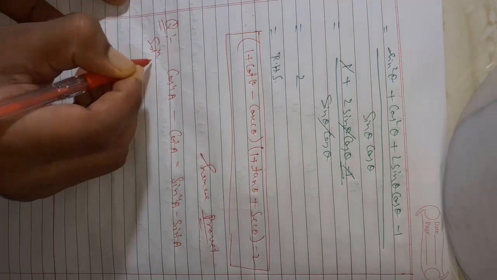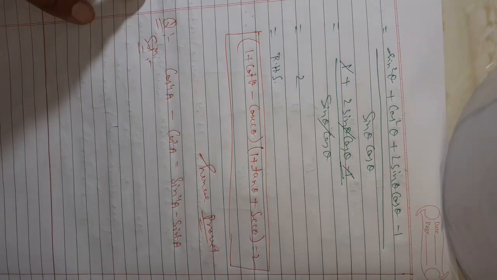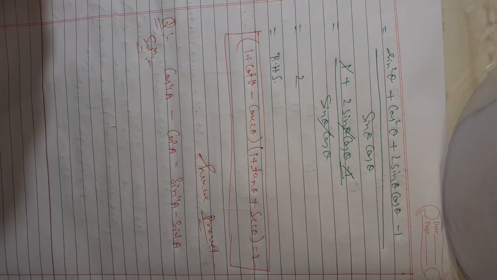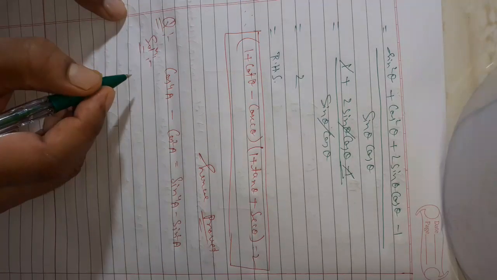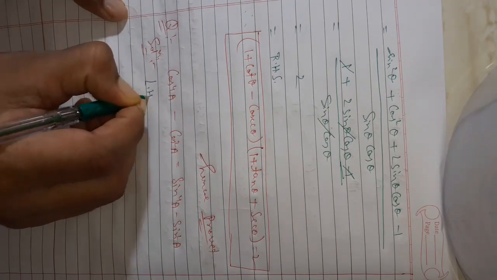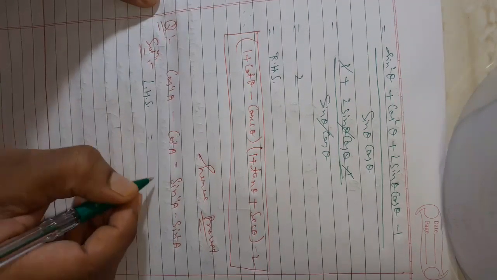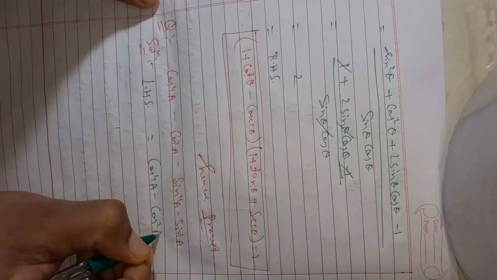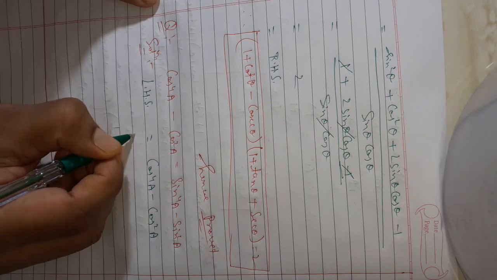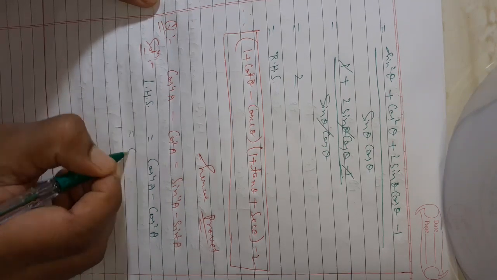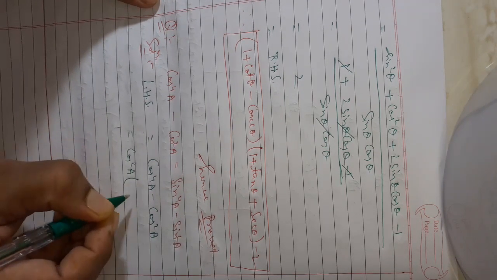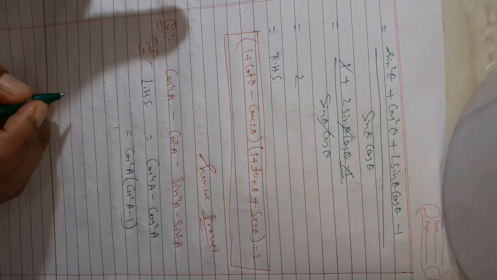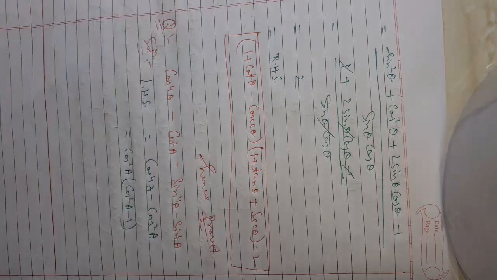Solution. Now if you taking LHS, so you just write LHS. LHS is equal to what? Cos power 4a minus cos square a. Now you will take cos square a as common. So what will be there? Cos square a minus 1. Okay, cos square a minus 1.